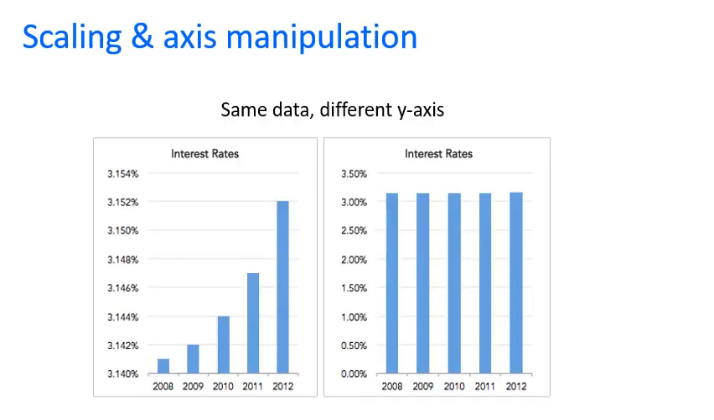So I just want to quickly show you about scaling and axis manipulation. A graph can be altered by changing the scale of the graph. For example, the data in these two graphs are identical, but the scaling of the y-axis changes the impression of the magnitude of the differences.